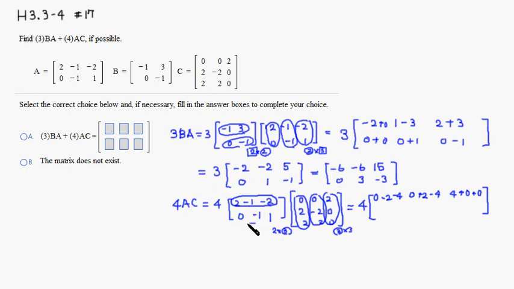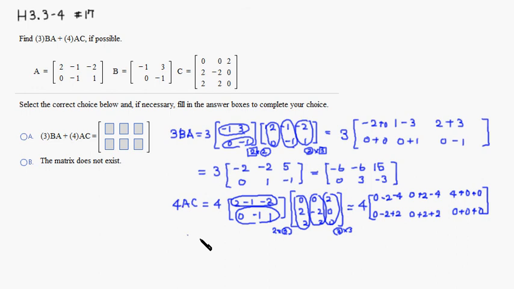Alright? Now on the bottom, 0 times 0 is 0. Negative 1 times 2 is negative 2. 1 times 2 is positive 2. Then 0 times 0 is 0. Negative 1 times negative 2 is positive 2. 1 times 2 is positive 2. Last, 0 times 2 is 0, negative 1 times 0 is 0, and 1 times 0 is 0.